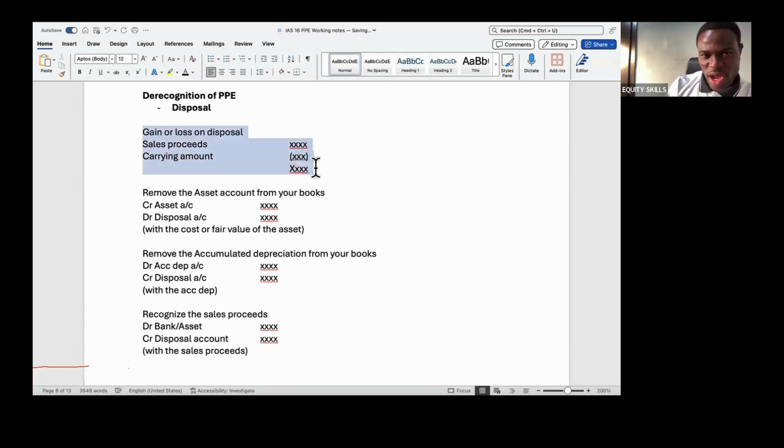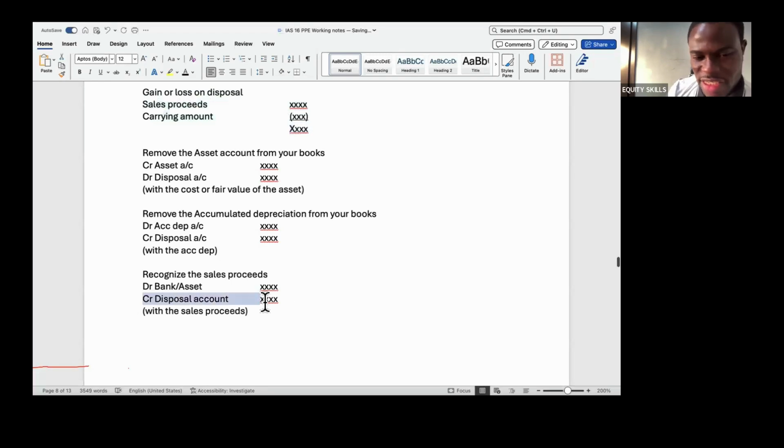So you see, this schedule I gave you is actually a summary of the disposal account. This gain or loss is determined on your disposal account. Sales proceeds against your carrying amount gives you gain or loss. Because by the time you credit the disposal account with the sales proceeds, the balancing figure in that disposal account will be the gain or loss on disposal.